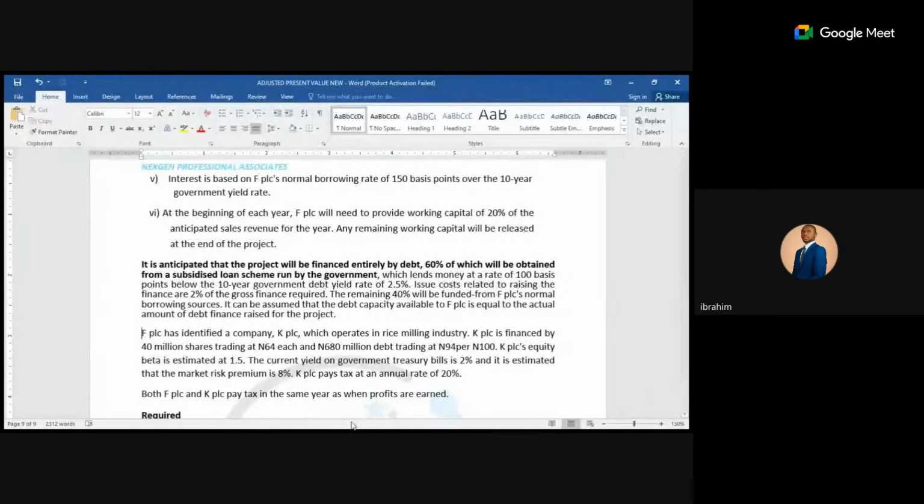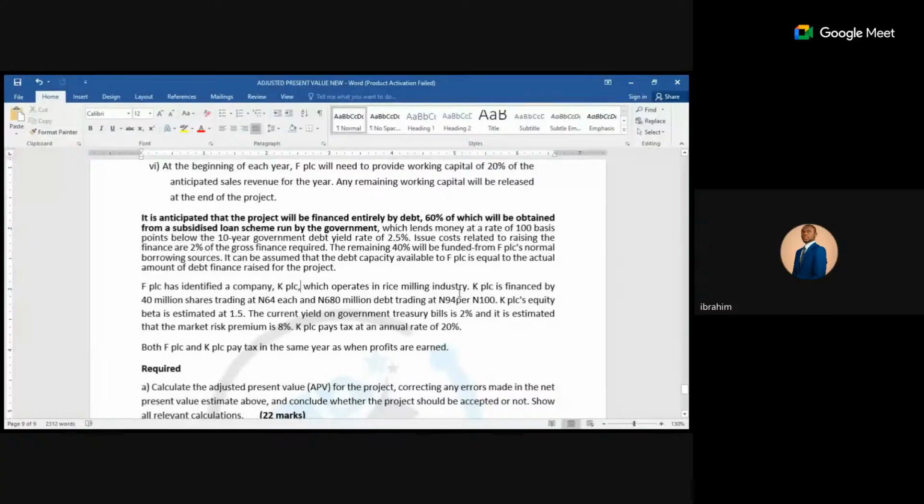FPPLC has identified a company, KPLC, which operates in the rice milling industry, right? In rice, they've identified KPLC as the proxy company.